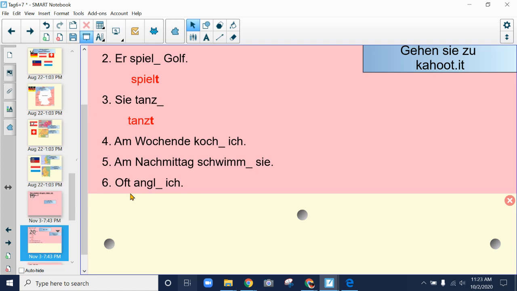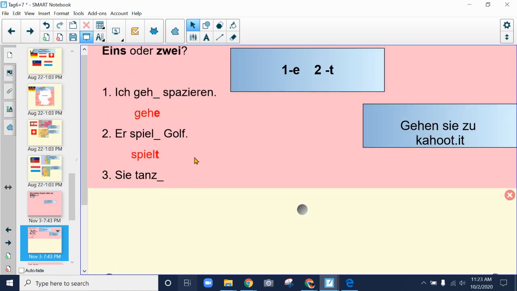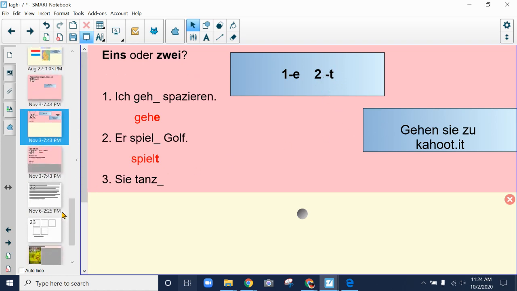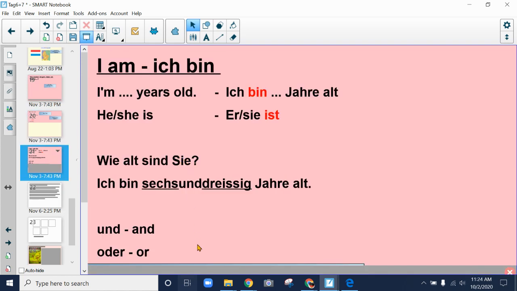And then the last one, oft angle ich, oft angle I. There needs to be an I here. So every time we use ich, your verb ending will be an I. Every time we use sie, your verb ending is a T. And then we did a Kahoot together, and that was a lot of fun to do.